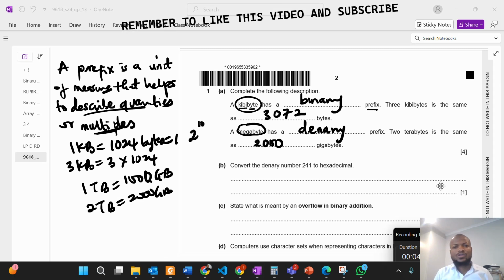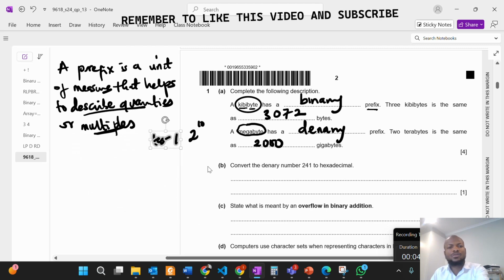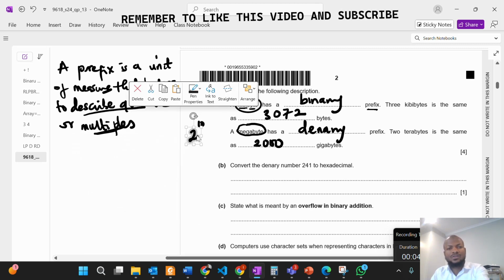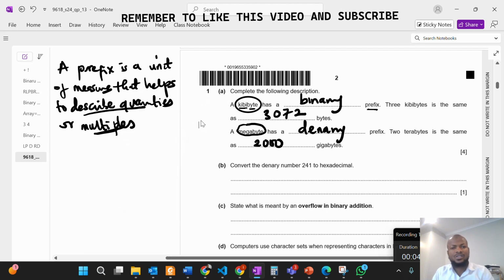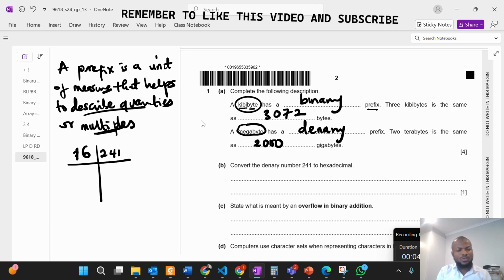So the next question is to convert the denary number 241 to hexadecimal. Now in doing this, we can use the long division method to achieve this. I think that will be much easier. So 241 to base 16. The first thing is to divide 241 by 16. But in your exam, you won't be using a calculator. So you can do it this way, 241 over 16.